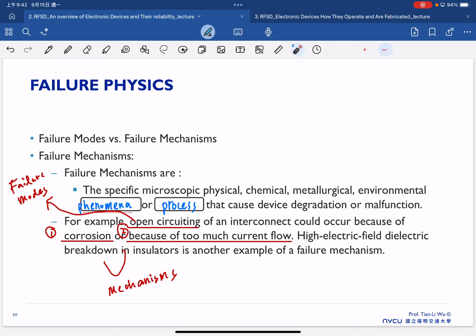Another failure mechanism that we very often see is high electric field dielectric breakdown. We see it not only in pure gate bias operation, but sometimes at very high drain bias, or even sometimes for ESD issues. Gate dielectric breakdown is a failure mechanism that happens very often.